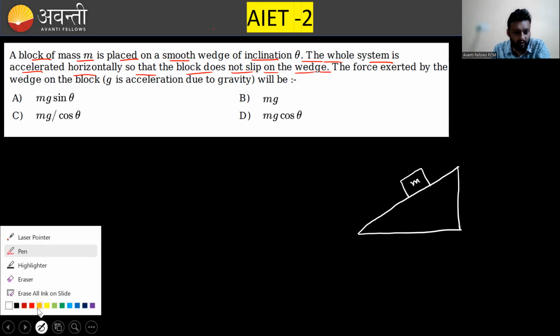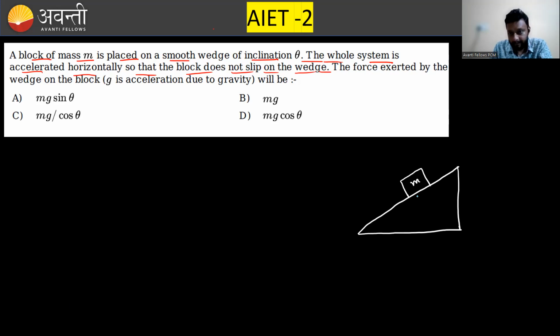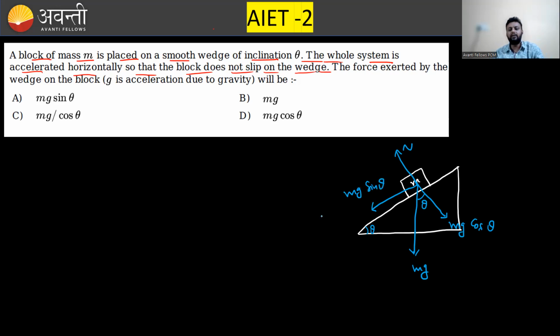Now, first of all, I will draw a simple FBD. There will be a weight mg, which is vertically downward. There will be a normal reaction N, and this inclination is given as theta. Now, if you draw the components, this component will be mg cos theta. This angle is going to be theta, and this component will be mg sin theta. Till now, everything is clear.